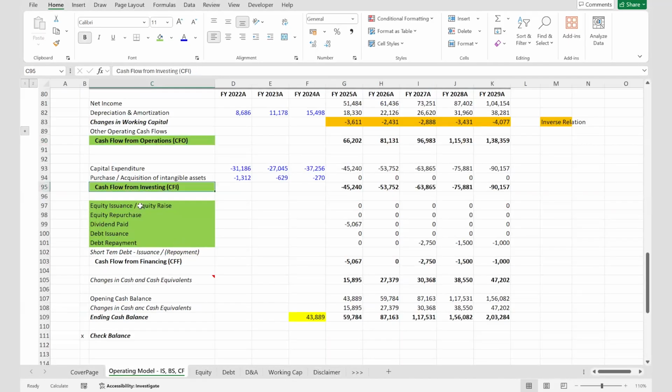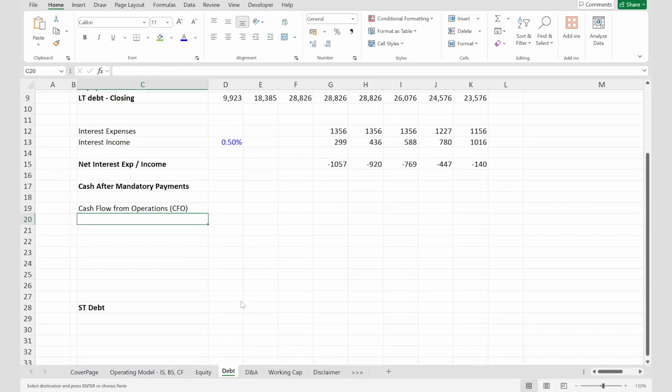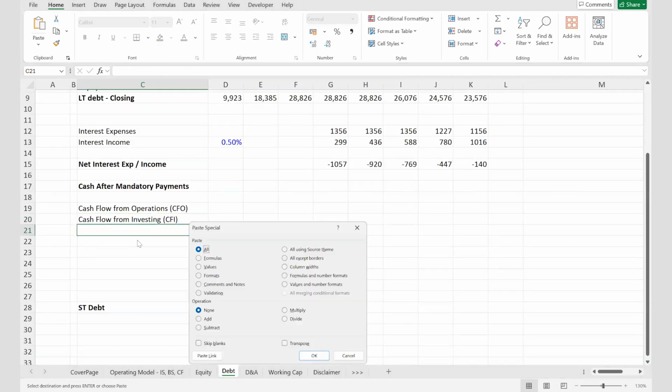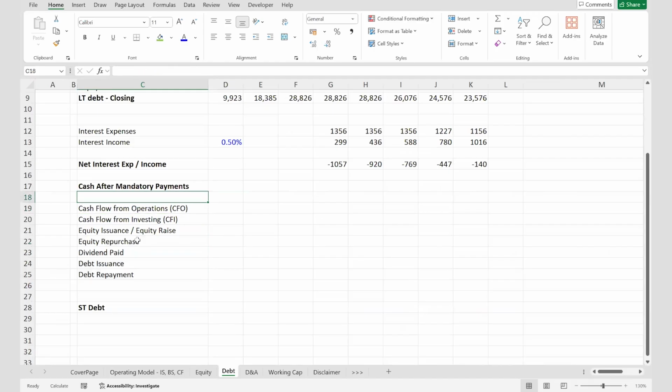Then CFI, which is investing activities, bring that line item here. And then all the line items of equity issuance, equity. So like the complete CFF, but I will not include short-term debt itself. I'll just include the remaining portion, copy and paste it here. So these are the things. And we also need to have cash and cash equivalents, which is a beginning balance.